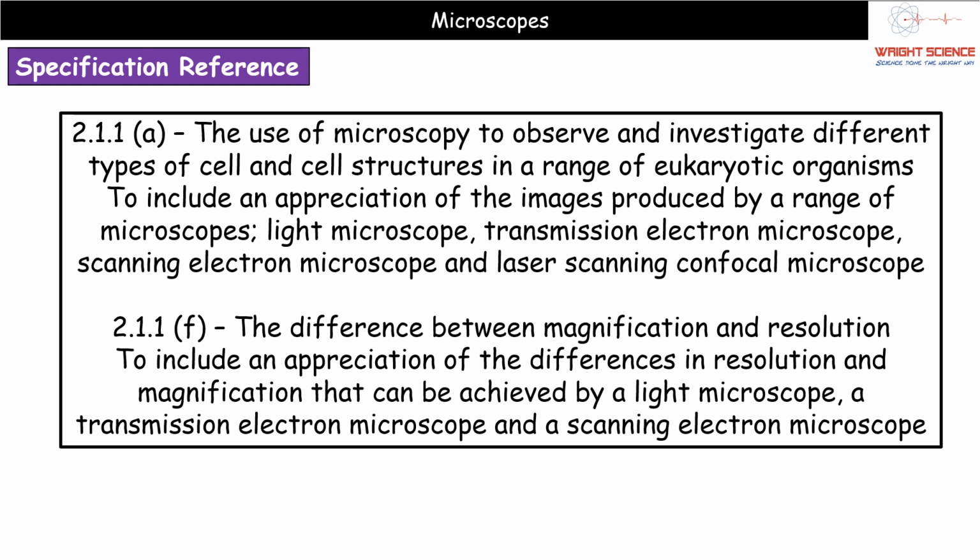What we're going to be doing in this video then is having a look at a couple of the statements from your specification. 2.1.1a, which is having a look at how we use microscopes in order to observe and investigate different types of cell and their structures. And then we're also going to look at 2.1.1f, which is the difference between two key terms, magnification and resolution.